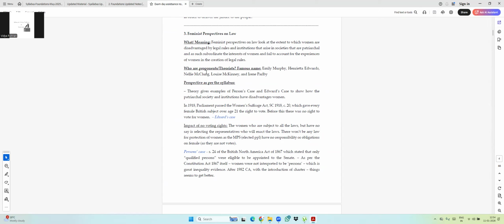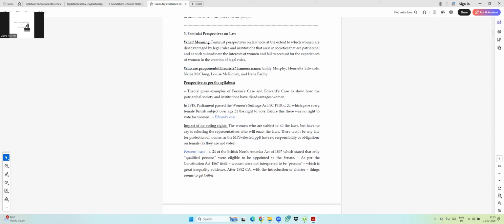You can see here, the feminist perspective on law looks at the extent to which women are disadvantaged by legal rules and institutions that arise in societies that are patriarchal, such as to the interests of women, and fail to account for the experiences of women in the creation of legal rules. This is the meaning of feminist perspective on law, right? You don't have to go to other laws. Everything is over here, right?